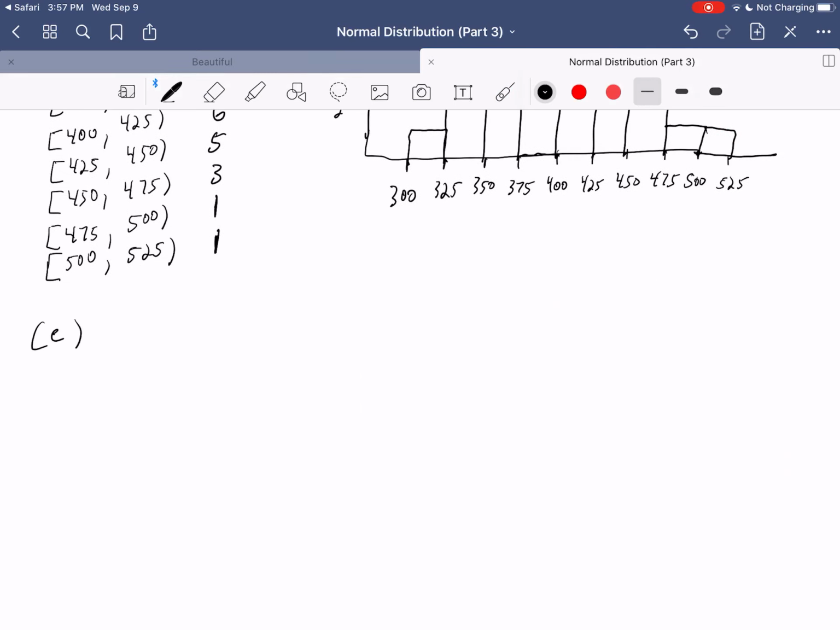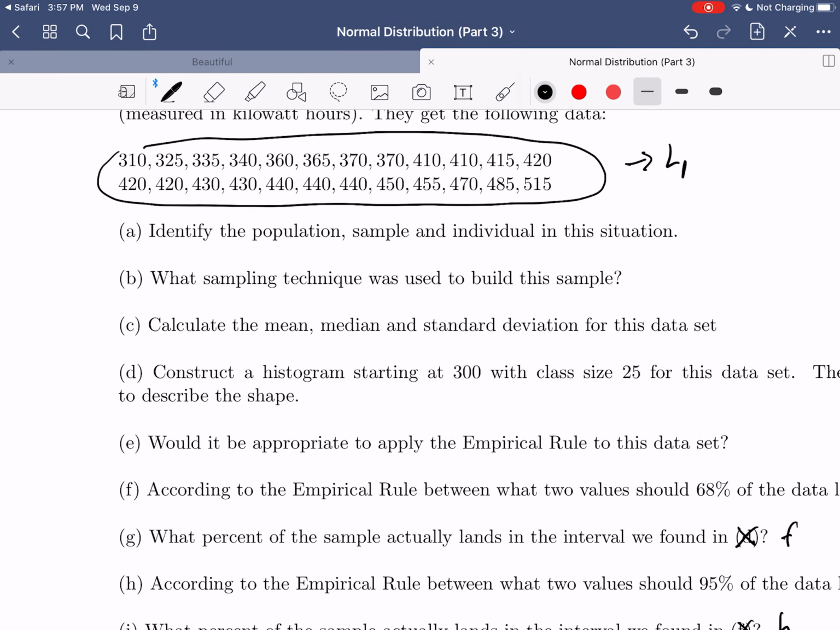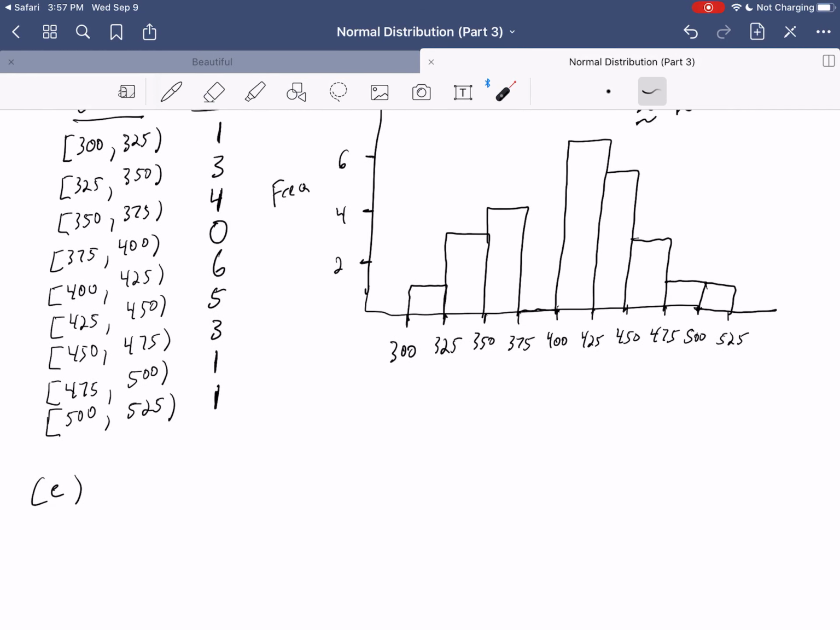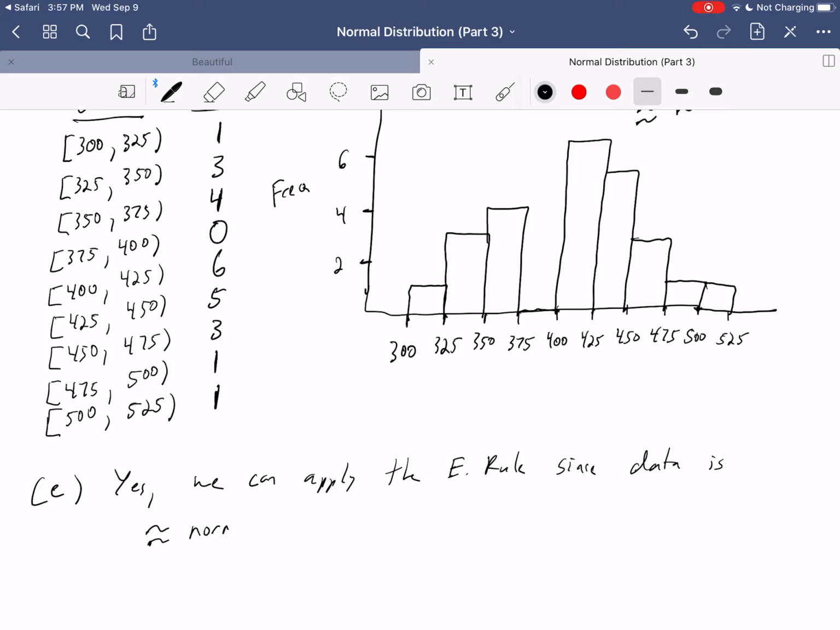So for part E then, if we go back and look, we're again going to ask ourselves, would it be appropriate to apply the empirical rule? And now that we've confirmed that the shape is approximately Bell/normal, we can answer that very easily. Yes. All right, so we can say yes, we can apply the empirical rule since data is approximately normal.